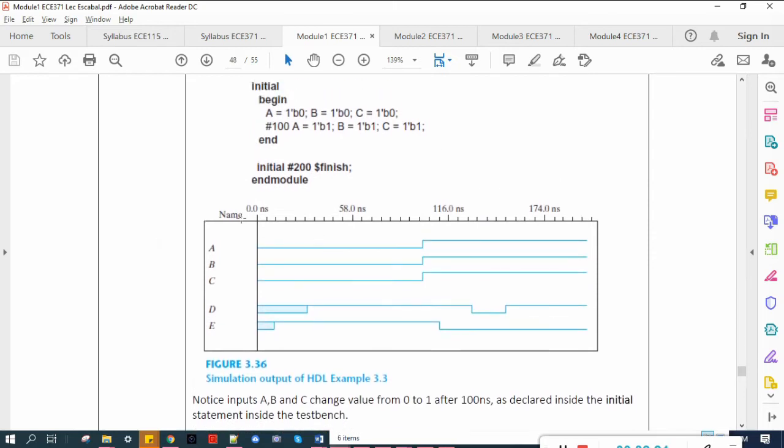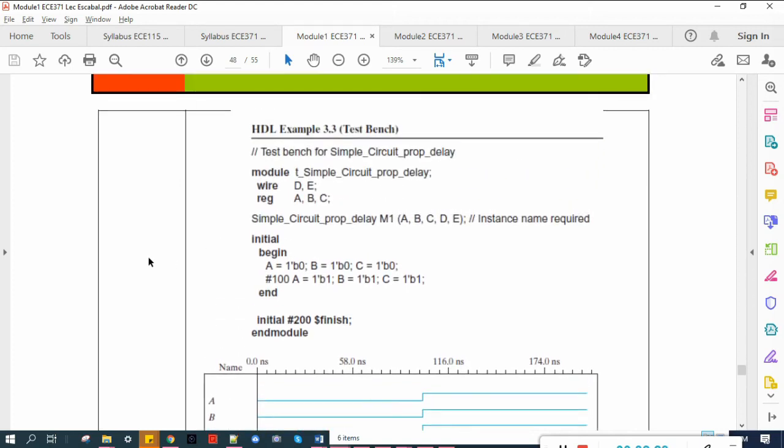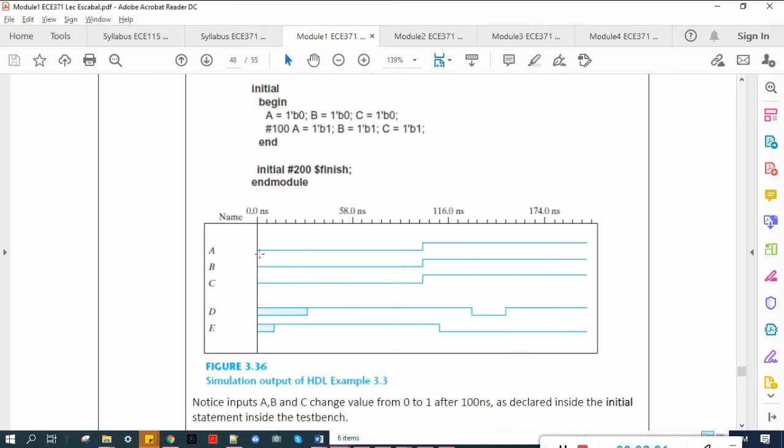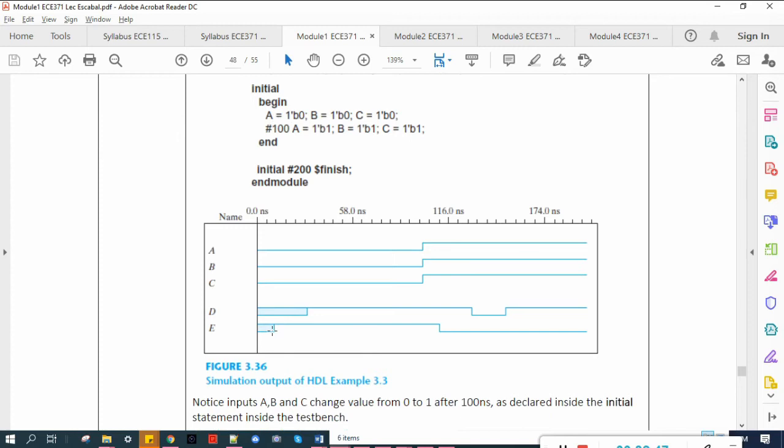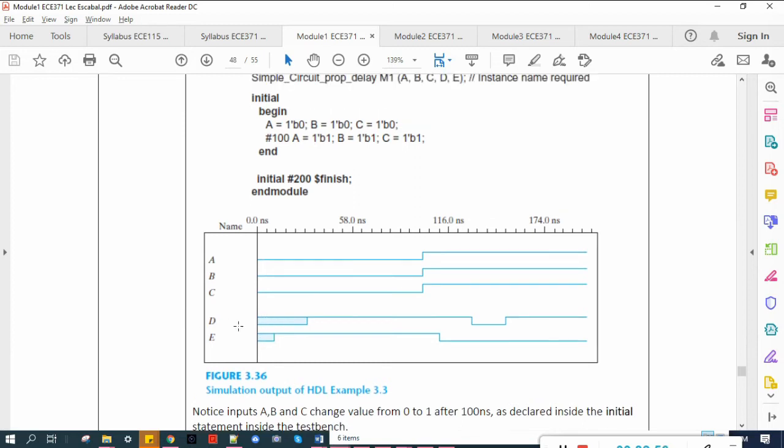This is an example of the simulation output for this test bench. Notice that ABC is assigned 0, 0, 0, and then after 100 nanoseconds, ABC changed from 0 to 1. And look at the output, D and E. Notice what happened here for D and E.